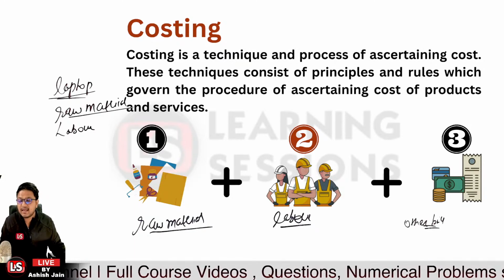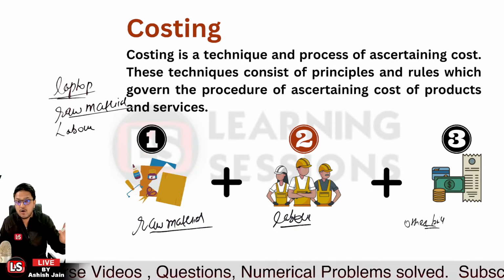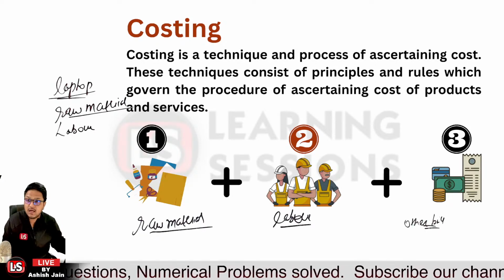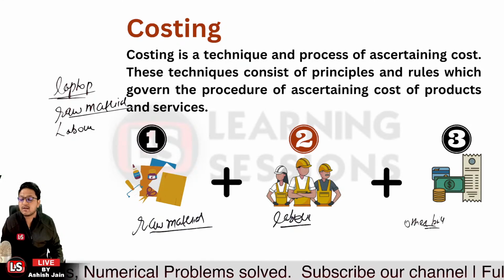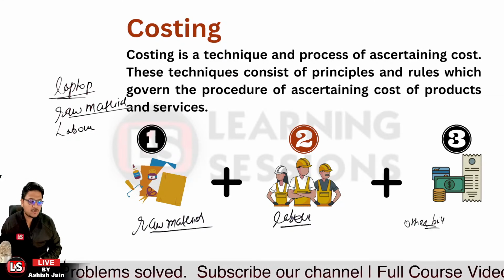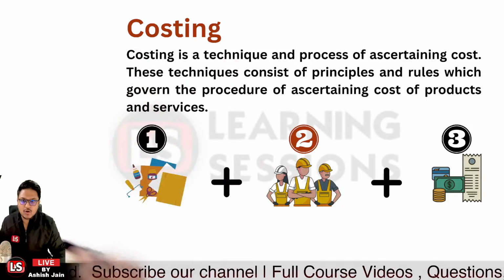And when we aggregate all of these, we will have the cost of the product. We call this the process by virtue of which we use a technique and ascertain the cost of the product. That is said to be the costing. Okay, so this definition was related to the costing.